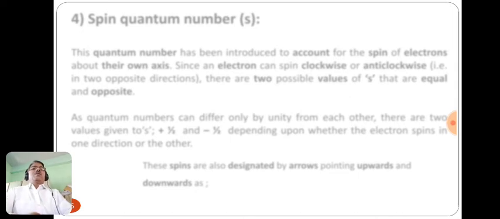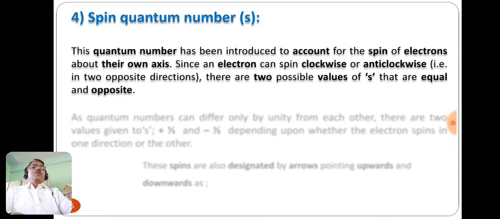Now the last quantum number is known as the spin quantum number, which is denoted by the letter small s. This quantum number is introduced to account for the spin of electrons about their own axis. Since the electron can spin clockwise or anti-clockwise, that is in two opposite directions, there are two possible values for the spin quantum number, and they are equal and opposite, denoted by the symbol plus or minus half.